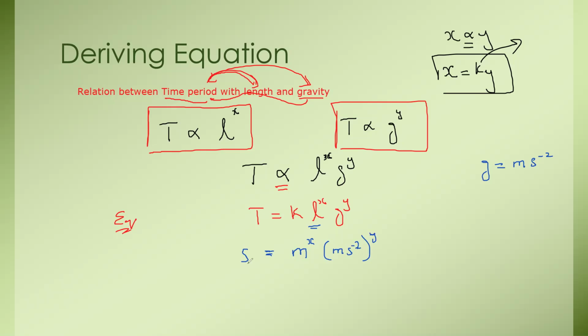Now we simplify. This will be s. This will be m raised to power x. This will be, because this y is multiplied, m raised to power y. And this will be s raised to power minus 2y. Is it clear till this point, the solution? Anyone having a doubt or a question?